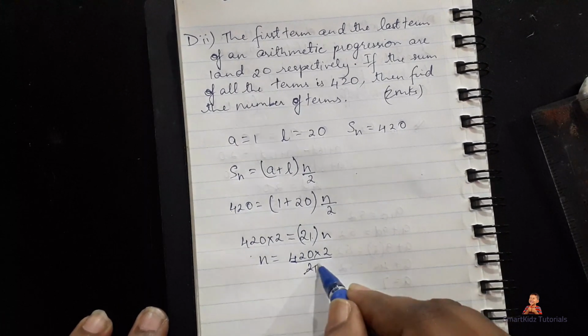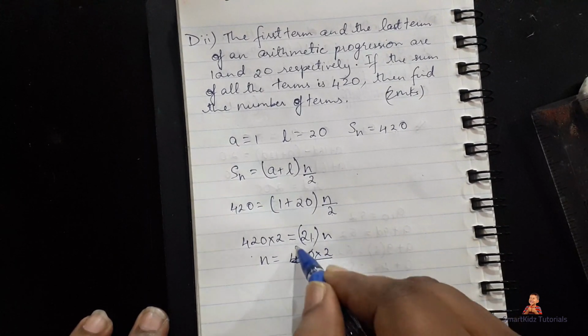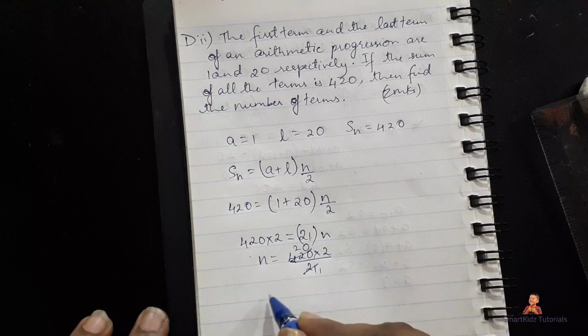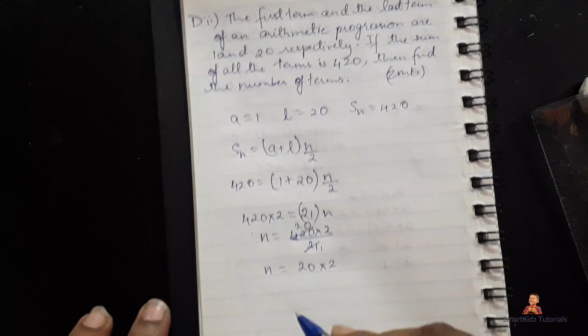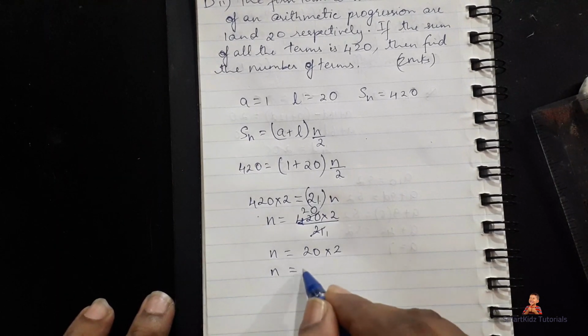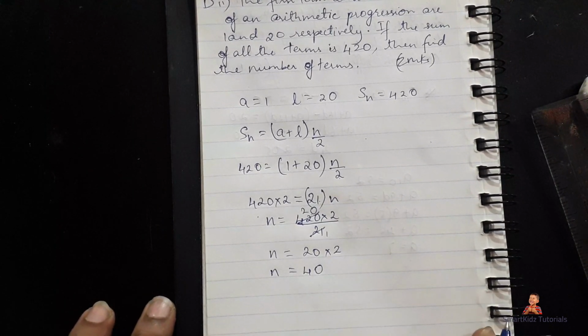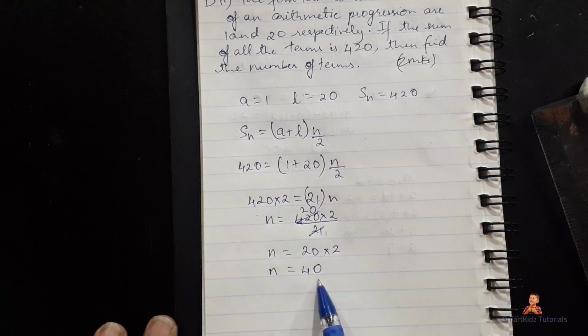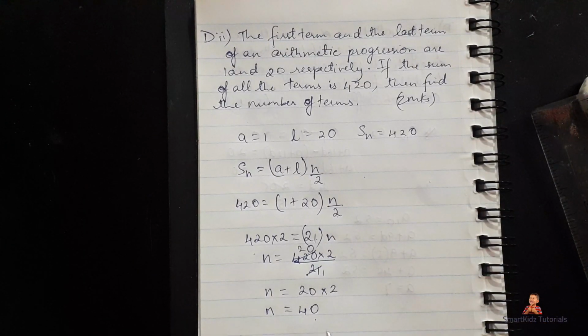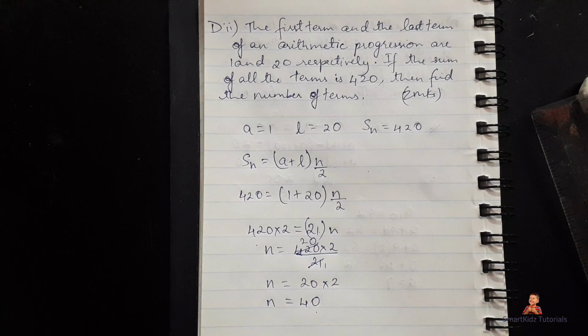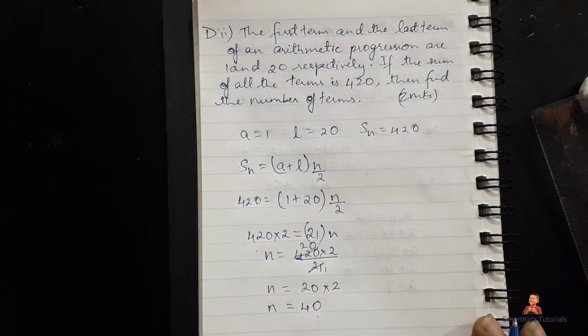So 21 ones are 21, 21 twos are 42, 0. So that means 20 into 2 is what we get, and if we multiply we get n equal to 40. 20 into 2 is 40. So the number of terms for this particular problem is 40. In this way we have completed question 1 of this model paper.